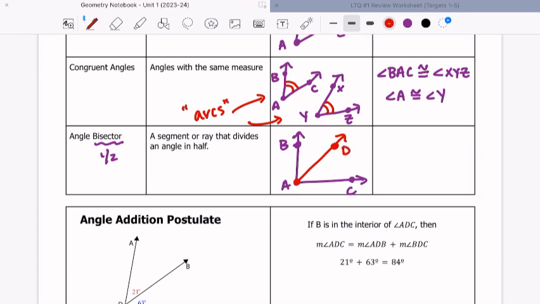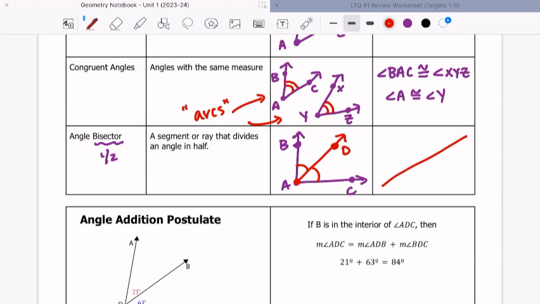So to show that this is an angle bisector, again, I want to show that each of these smaller angles is equal to each other. So we're going to put the congruent little bands in the middle of there. Okay. And then there really isn't any notation for this.